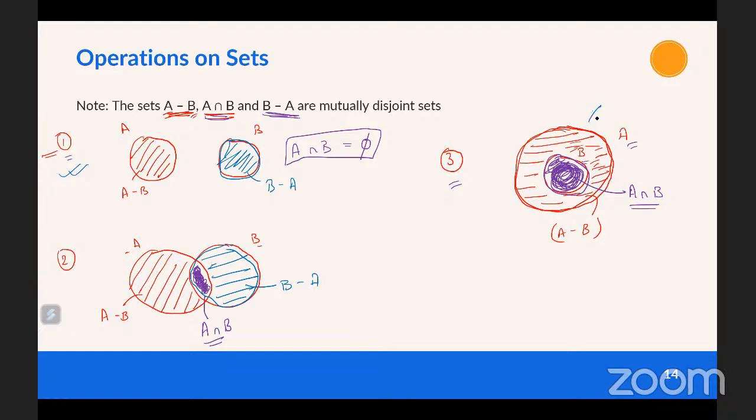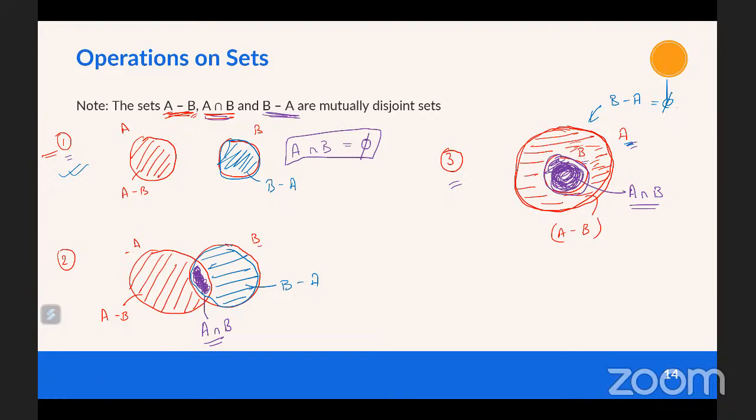Now in the third case, we have set B, and we have to remove the elements of A. You see B is inside A, and when you remove the elements of A, there is no element in B remaining. So in this case, B minus A will be an empty set.